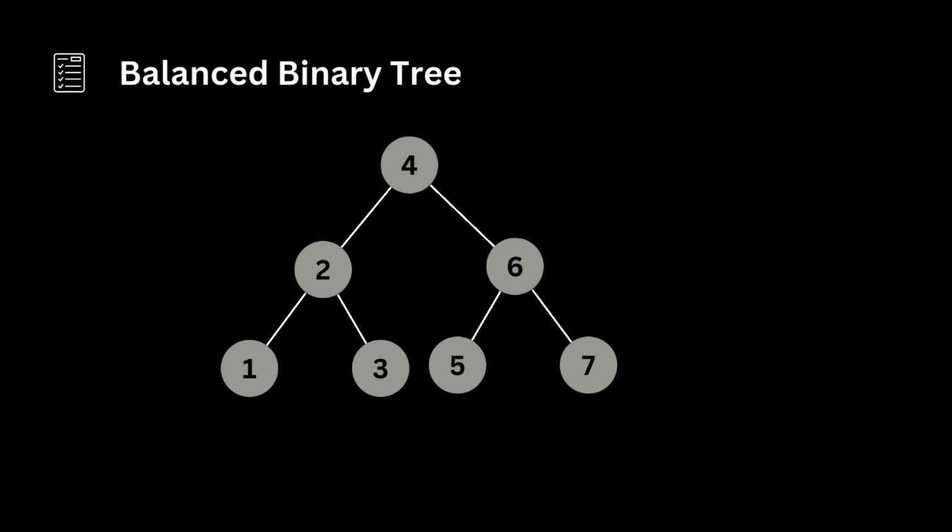The key property of a balanced binary tree is to maintain efficient performance for operations by ensuring that the tree does not become skewed or unbalanced.